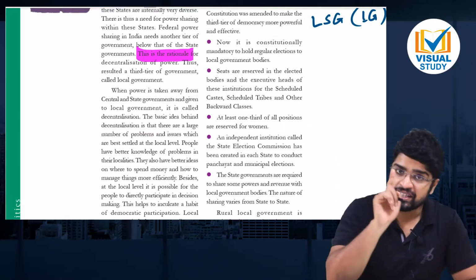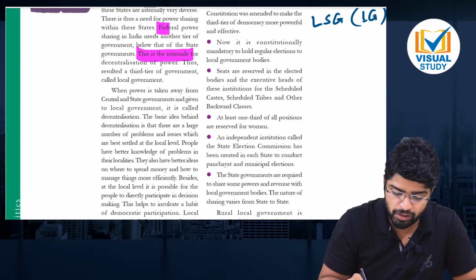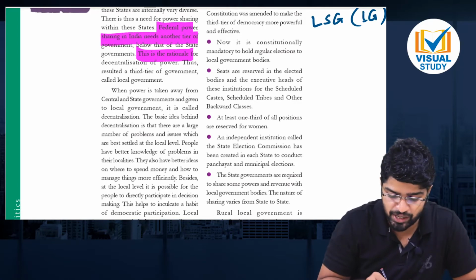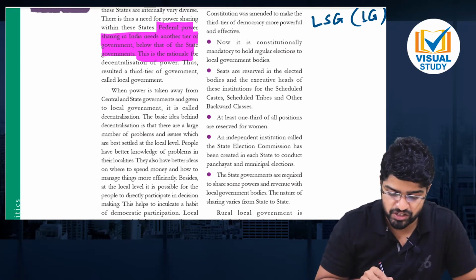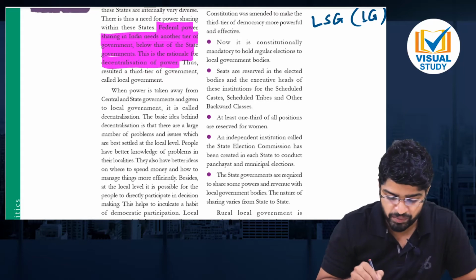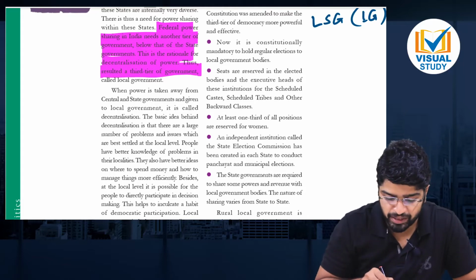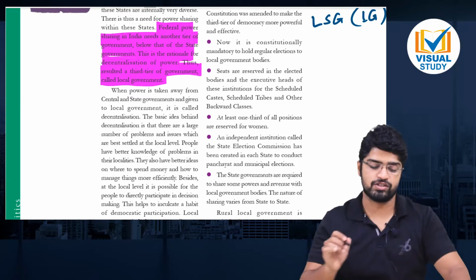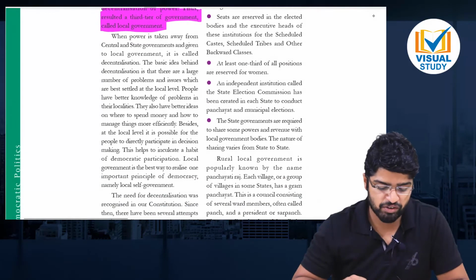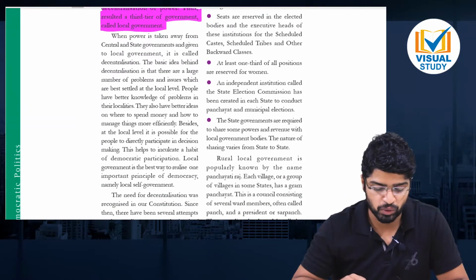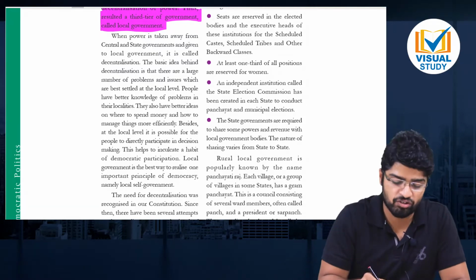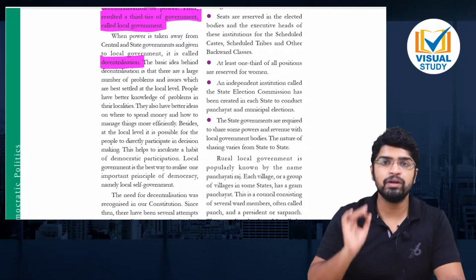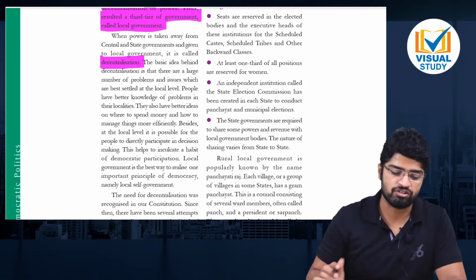Here, everybody, there is one thing which you have to underline. Federal power sharing in India needs another tier of government below that of states. This is the rationale for decentralization of power. This resulted in a three-tier government called local governments. When power is taken away from central and state governments and given to local governments, it is called decentralization. Simple word, simple meaning of decentralization.